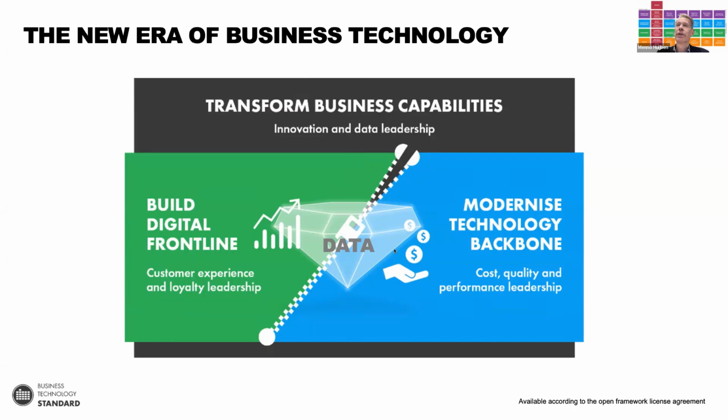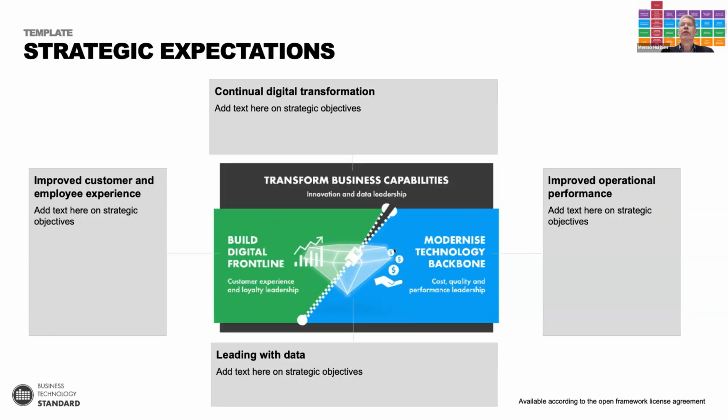In what shape is our technology backbone? What kind of transformations do we need? And we have in this version also put the data diamond here in the middle, as that is also an important strategic element. So by using the mindset model, you have already one very effective template to start discussing business technology strategy.